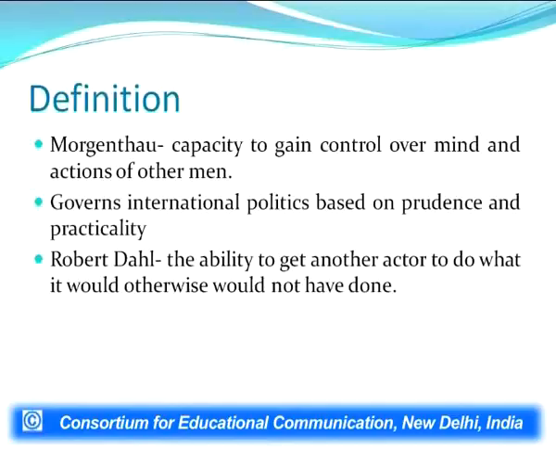On the other hand, in a related definition, Robert Dahl says that power is the ability to get another actor to do what it would otherwise not have done, or vice versa, that we would force somebody not to do what they would have wanted to do. So these are the two important definitions of power.